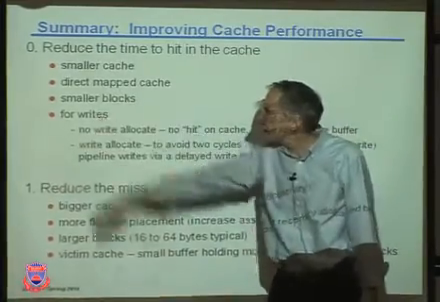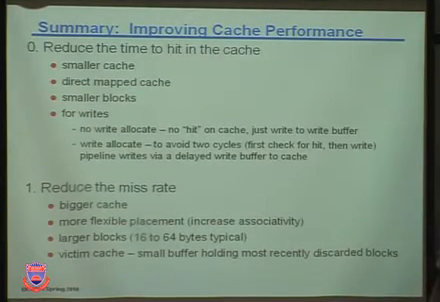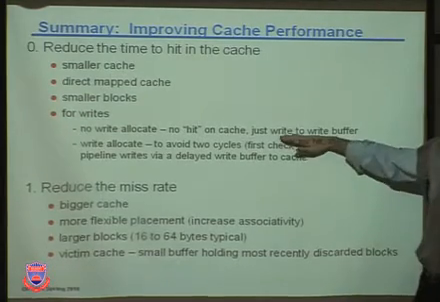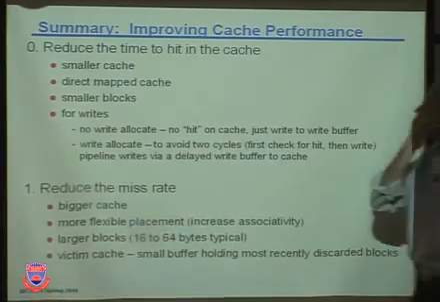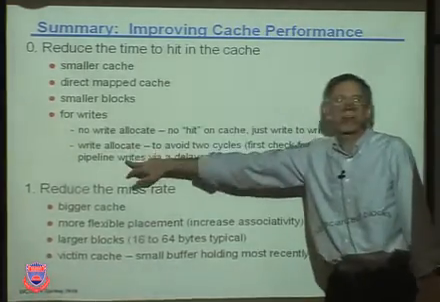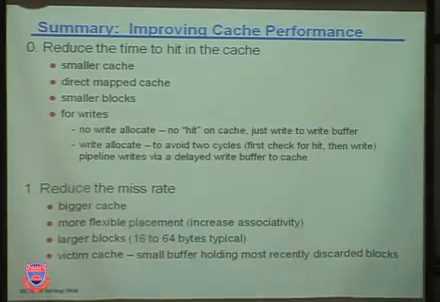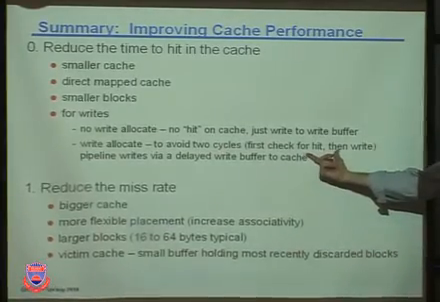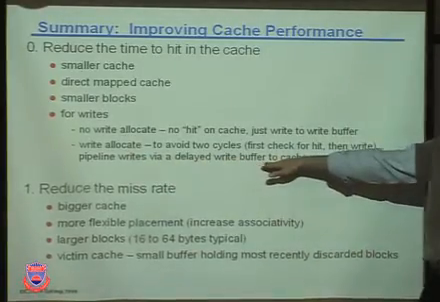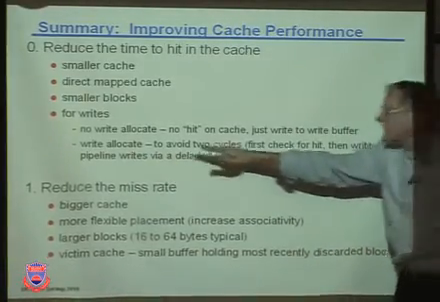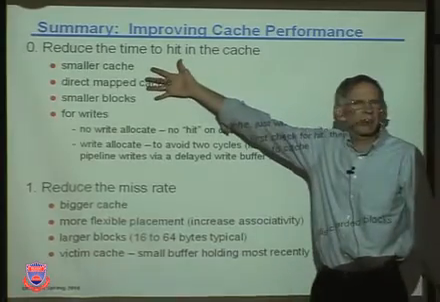And then for writes, some things you can do here, like no write allocate. There's no such thing as a hit on the cache. You just write it to the write buffer. In other words, we don't write to the cache. We write to the write buffer. On write allocate, though, if you have that where you have to write to the cache, to avoid having to write it twice, what you should do is first check for a hit, and then write the pipeline writes via delayed write buffer to the cache. So you know you do it via a write buffer so you don't have to wait. That's the first question. How do you make faster hit times?